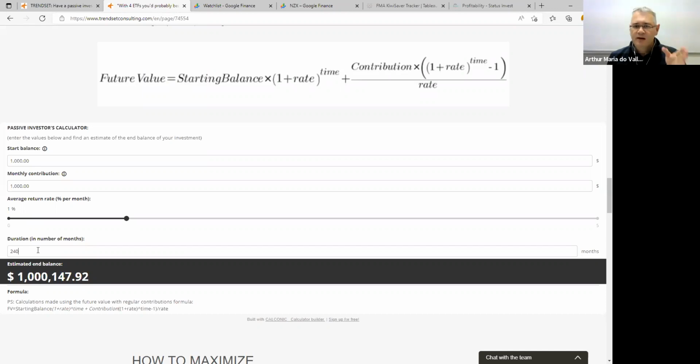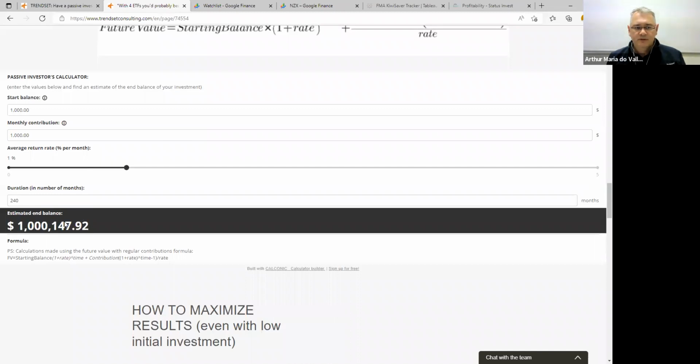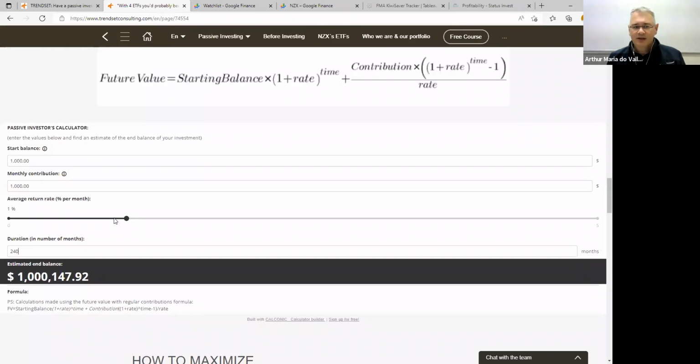But every month you are contributing 1,000. So by the end of that period, we estimated that you will have 1 million. So that is the formula to become a millionaire. There is no magic. You need to start. You can start even with 0 if you want, okay? But let's say you put 1,000 every month, and do that for 20 years and manage to get this rate of return, you would become a millionaire, okay?